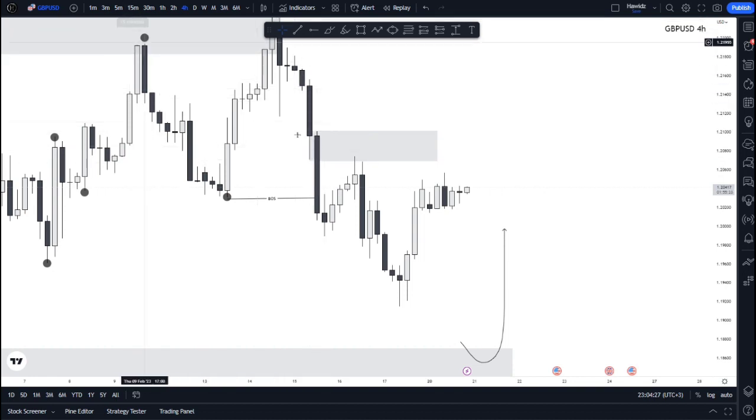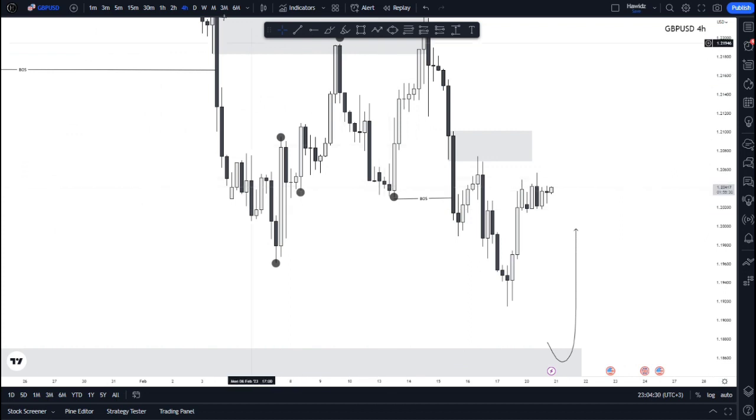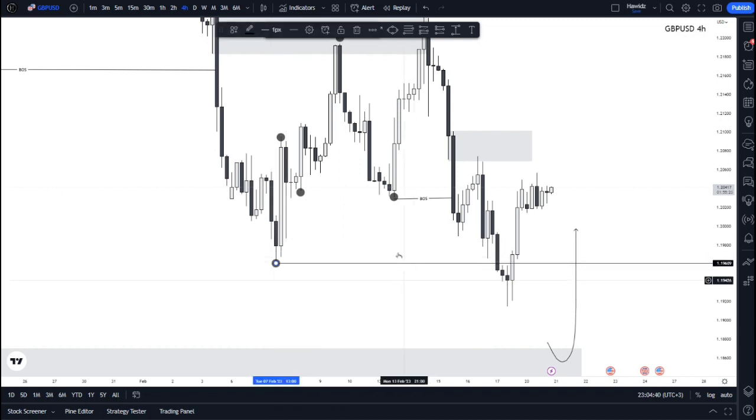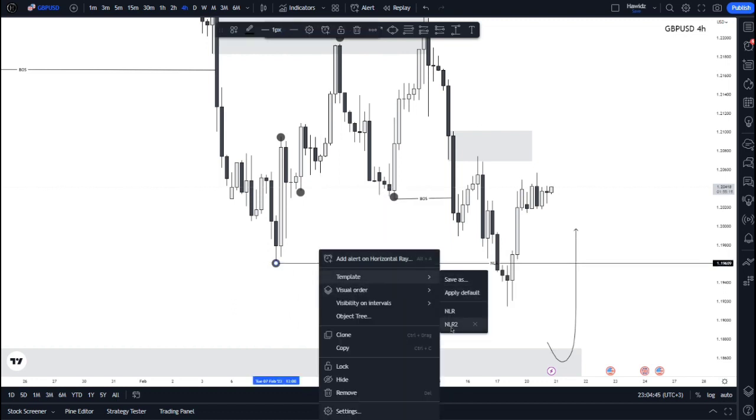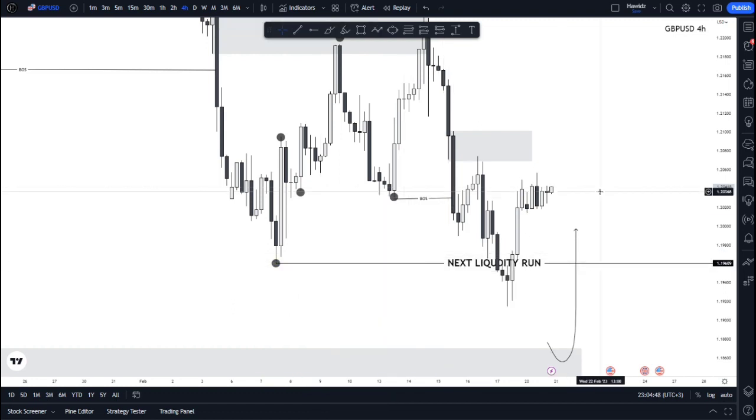Now from there, our major target was this overall low here. We'll just mark it as our NLR, or just next liquidity run. Let's just make this big, right? Boom, next liquidity run. So from there, we're basically targeting this area here.